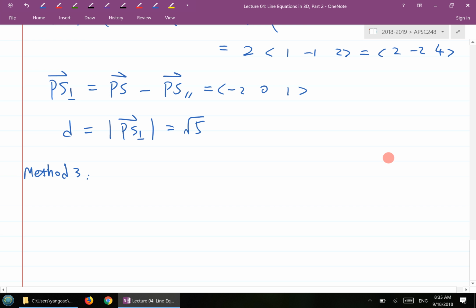Now, in this approach here, we actually make use of a cross product again. All right, so let me draw this again. So here is PS. And here is the line L. And then you have a vector V over here.